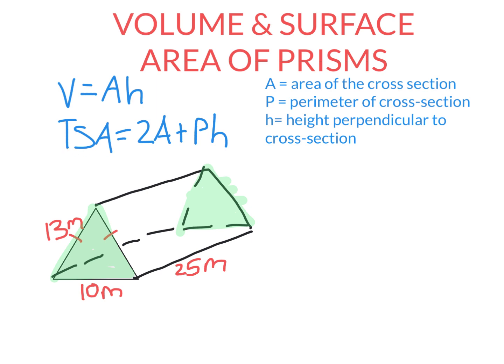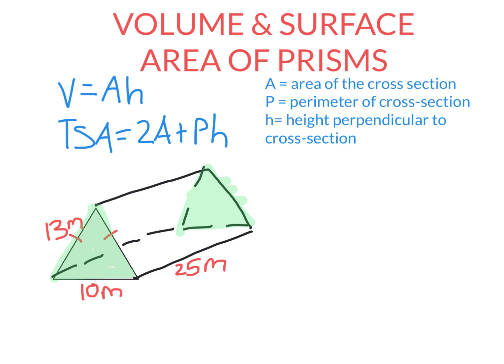For the surface area of any prism, it's twice the area of the cross-section plus the perimeter of the cross-section times the perpendicular height. Now note, when you are finding the surface area, you need to be clear as to whether the shape is closed or open. By closed, we mean that the shape has all of its surfaces. If the shape were open, if one of these surfaces were missing, you would have to adjust your calculation of the surface area accordingly, but it doesn't affect the calculation of the volume.